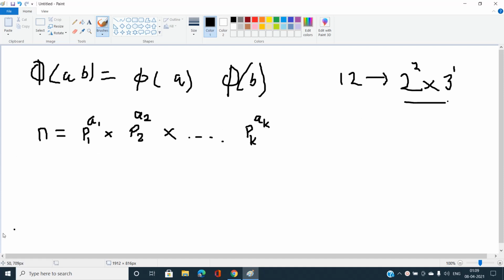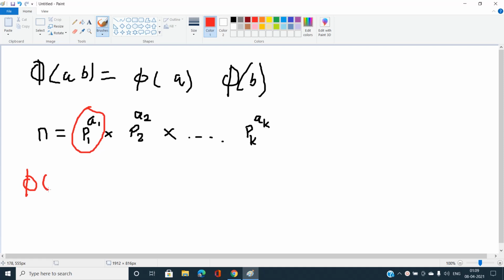This is basically the prime factorization of the number 12. I'm not interested in finding only the prime factors. Now you can easily see I'm going to make this relation much simpler with the help of these properties. Now we have to find the value of phi n. So let's take phi of n.